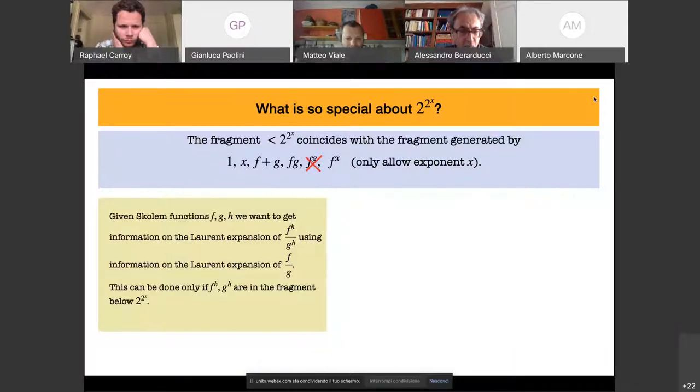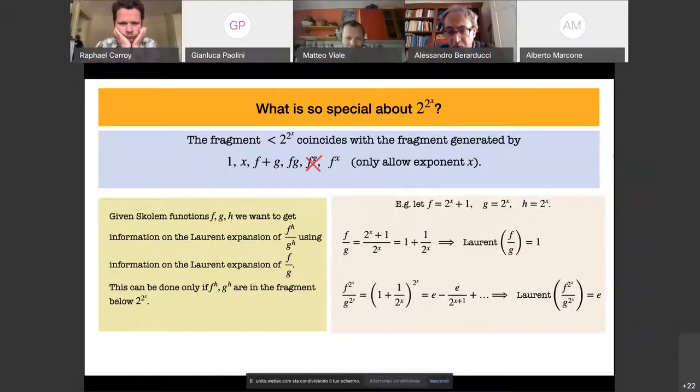Suppose you know the Laurent expansion of a certain quotient, f divided by g, which could be infinite or zero, but suppose they are in the same Archimedean class. It would start with a real number, and it could be 5 plus 1 over x plus 2 over x squared, something like that. So suppose you know the one of f over g, you want to compute the one of f to the h divided by g to the h. This can be done in the fragment, but not in general.